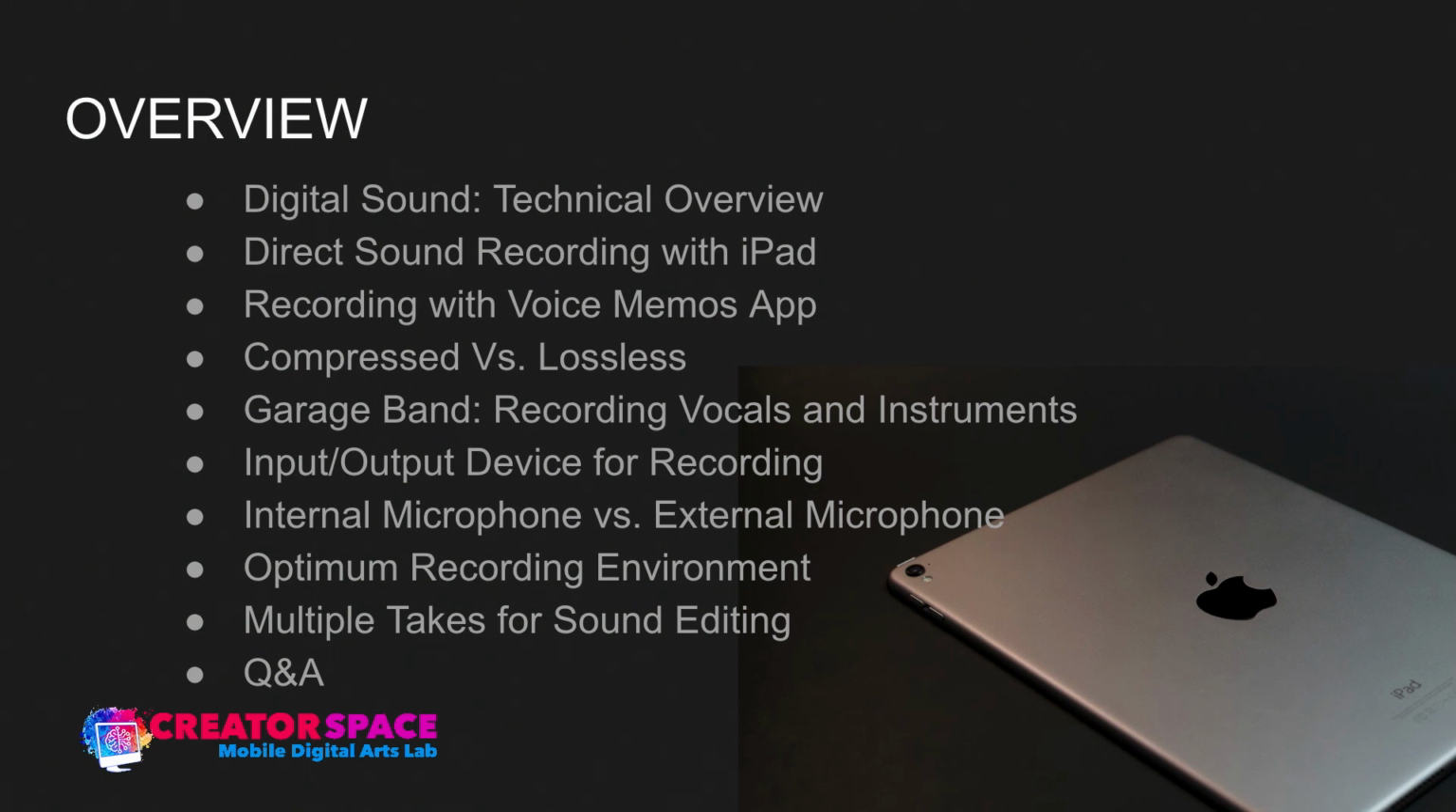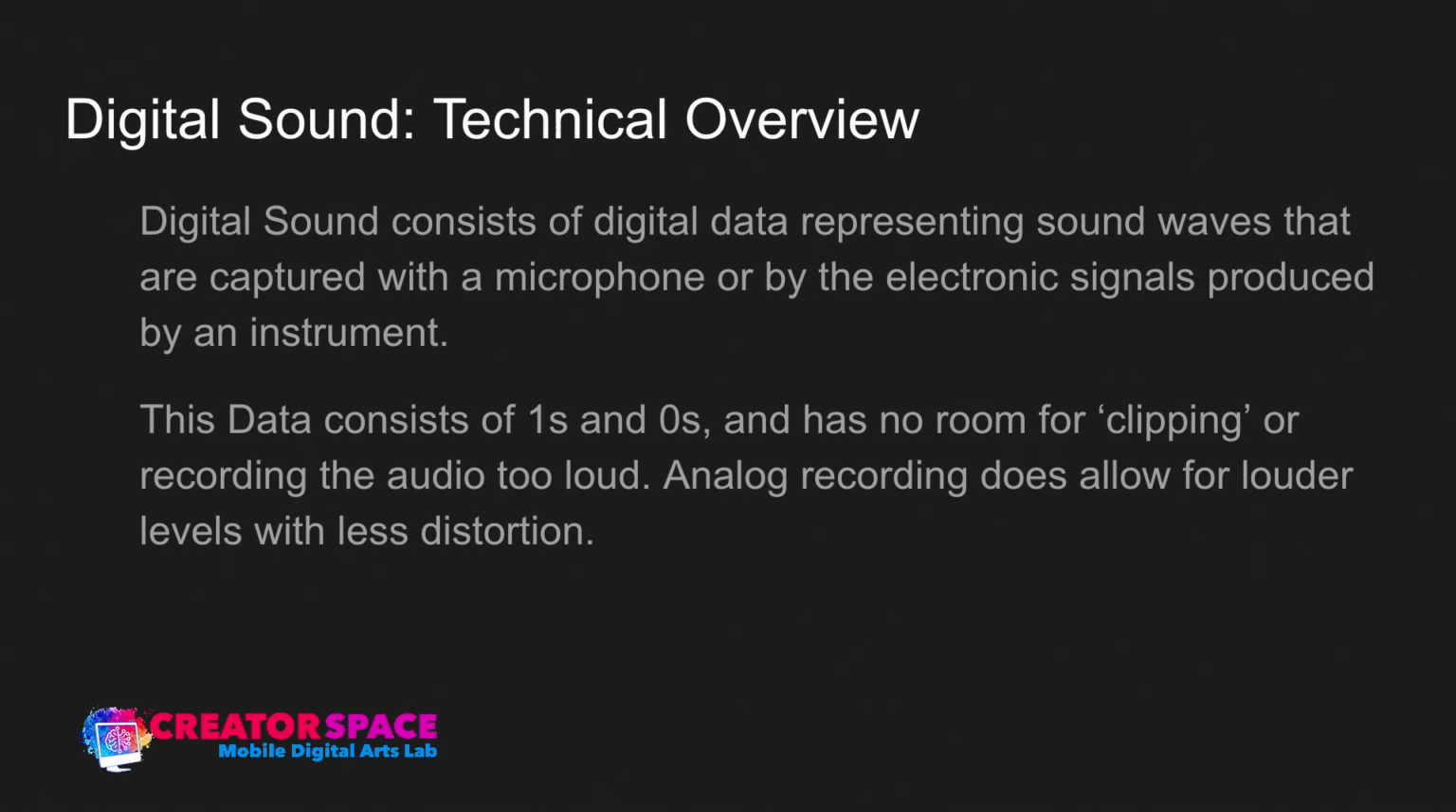So let's continue. So digital sound. What is digital sound? Technical overview. So essentially, digital sound consists of digital data representing the sound waves. So sound waves are, just as I'm talking now, they come out of my mouth, and they're electronic and different frequencies that occur. And then these end up being captured with a microphone or by the electronic signals produced by an instrument. So for example, the sound signals going through a guitar line, right? So the microphones capture the frequencies that are going in the air, and that could be just as simple as the microphone that's on an iPad. So that's what digital sound is.